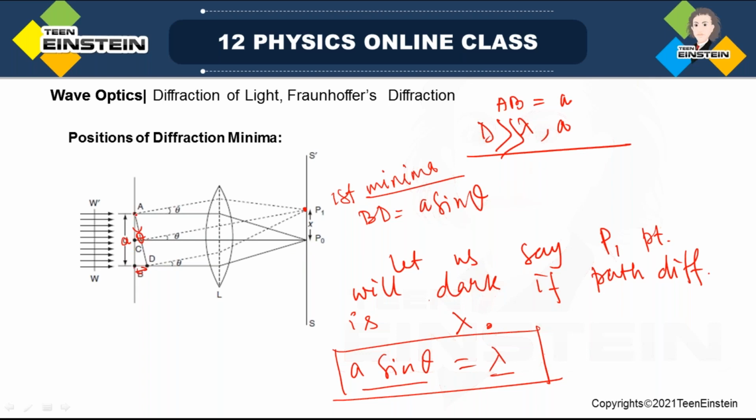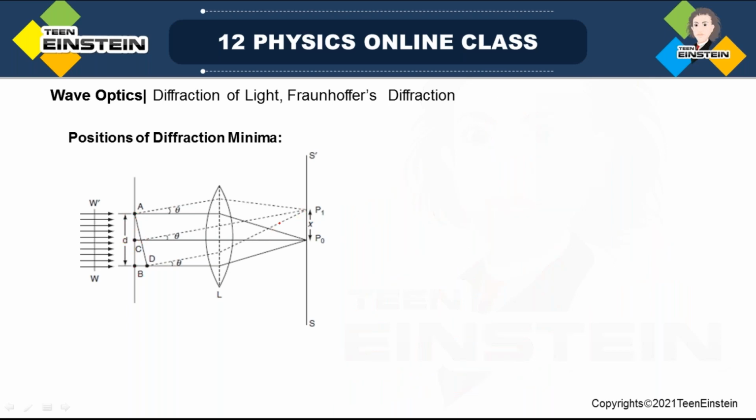The lights coming from the extreme two points A and B: what will the path difference be in terms of lambda? It will be a single lambda. Path difference is single lambda. We have assumed that when the path difference becomes equal to lambda, then P1 will be dark. But is it justified? We'll justify that.